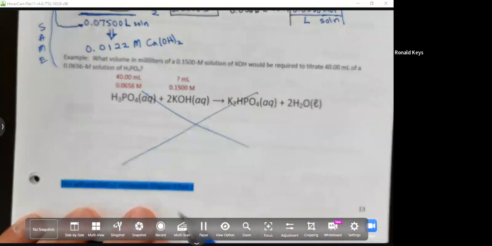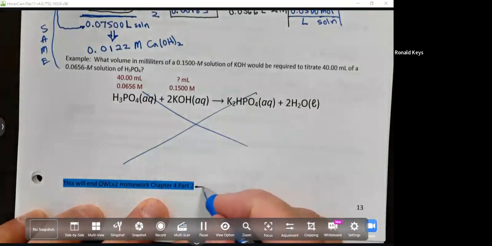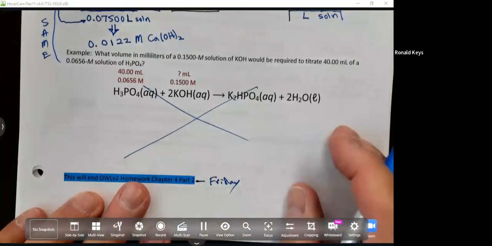So that should get you through homework Owl chapter 4, part 2. I think Friday is the deadline. So we'll wrap up chapter 4. We will take quiz questions on Thursday. The quiz is due Thursday night, so make sure you looked at and tried every quiz question, and we'll take final questions on Thursday during class. So that puts us into chapter 5.